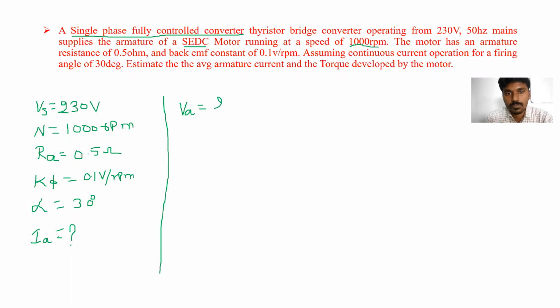VA is equal to, we know the formula. What is the formula of single phase fully controlled converter? Average output voltage is 2 Vm by pi cos alpha. You have to remember it, otherwise no chance to solve the questions. No chance to solve the questions if you don't know the formulas.